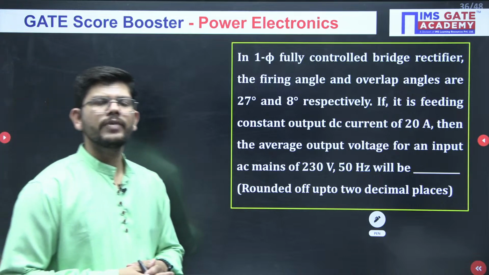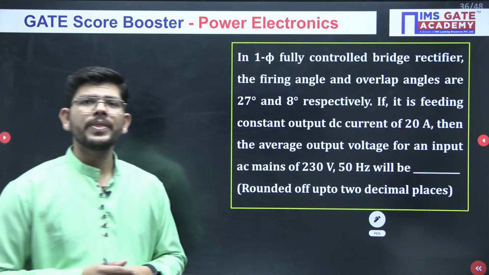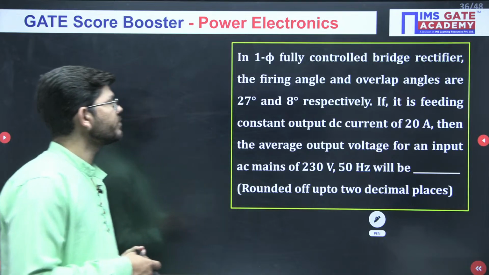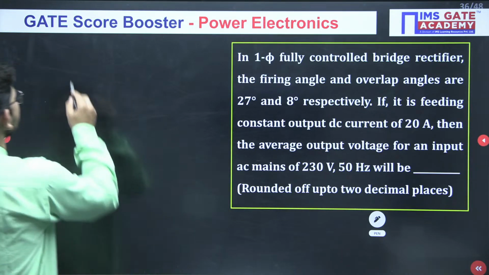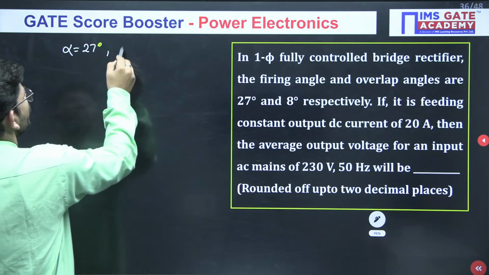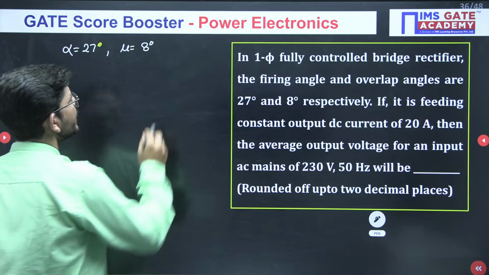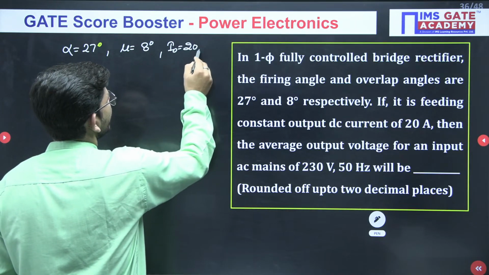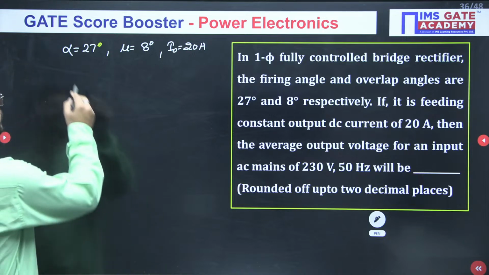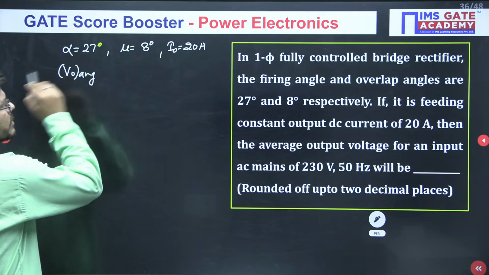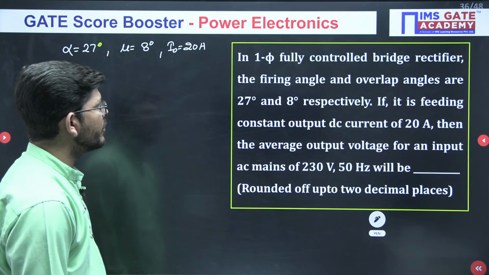Now moving towards this question. We are done with single phase converter and three phase converter. Now it is a turn to do some problem related to the effect of source inductance, another very important topic. In a single phase fully controlled bridge rectifier, the firing angle and the overlap angle are 27 and 8 degrees respectively. If it is feeding a constant output DC current of 20 ampere, then the average output voltage for an input AC of 230 volt will be, you have to find the average output voltage in this particular case.